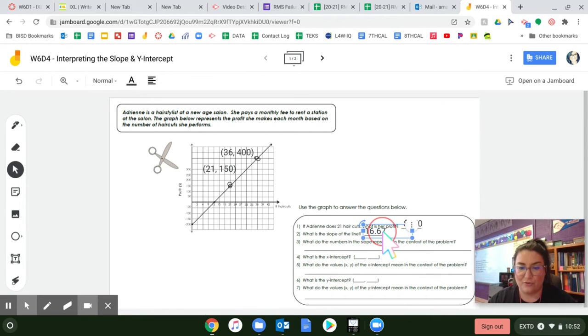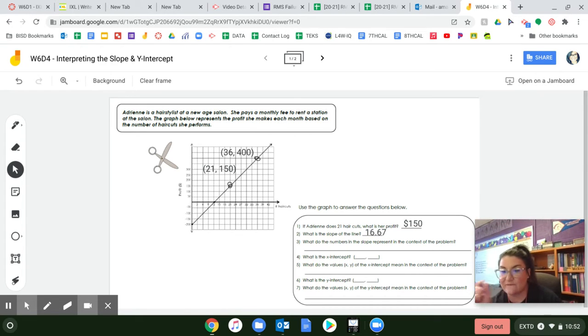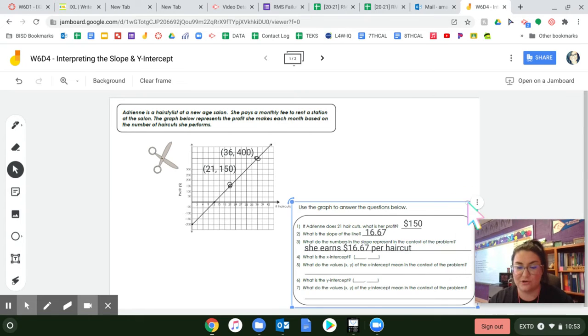So my question for you, they're trying to find what does the slope represent in the context of the problem. Remember that slope is our unit rate. So if we're thinking of units of measure, I wouldn't be thinking in $1. I'm thinking in one haircut. Okay, one haircut would be my unit that I would want to work off of. So what this number is actually telling us is that she earns $16.67 per haircut for every haircut she does. She's earning that amount of money.